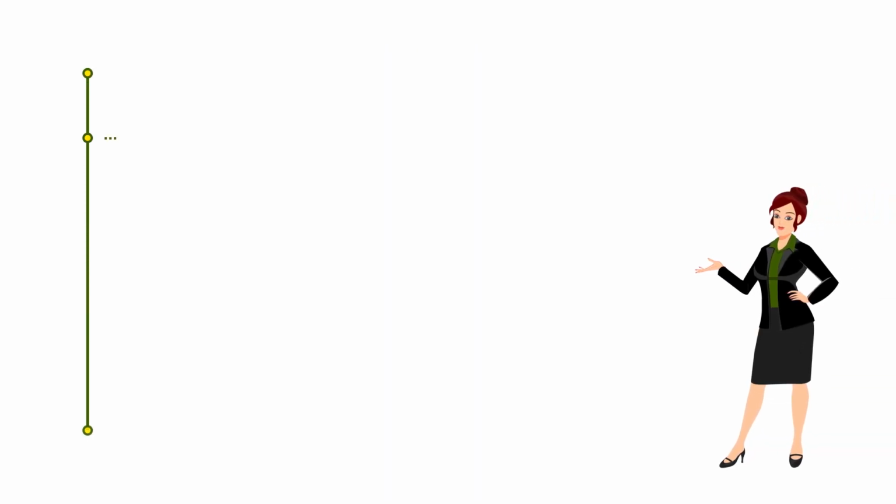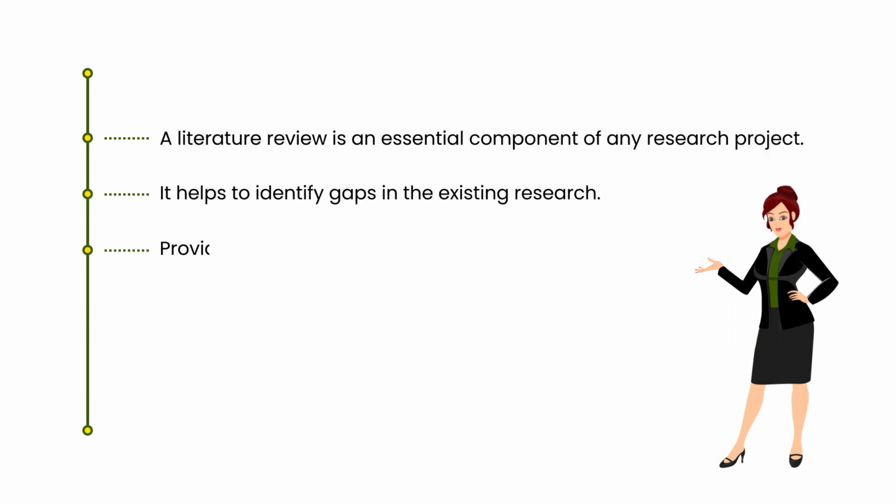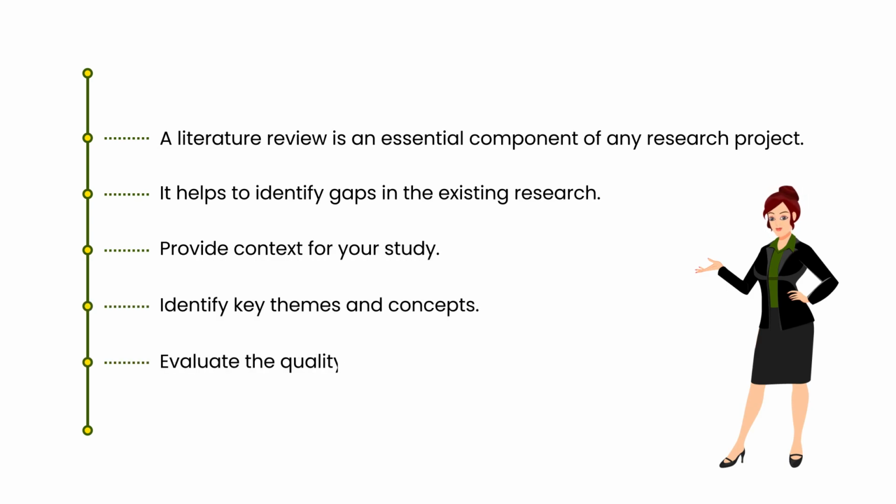In conclusion, a literature review is an essential component of any research project. It helps to identify gaps in the existing research, provide context for your study, identify key themes and concepts, and evaluate the quality of the research. By conducting a thorough and systematic literature review, you can strengthen the theoretical foundation of your research and make a valuable contribution to the field.